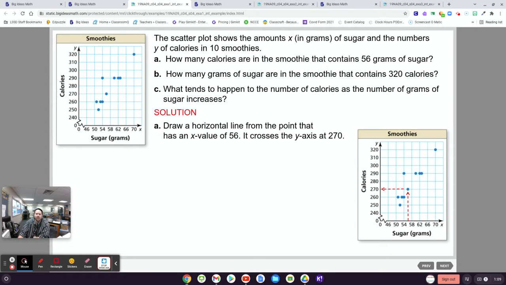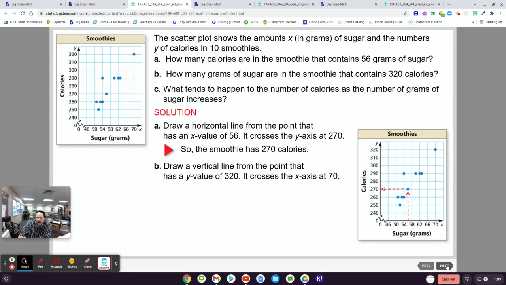Okay, question B, how many grams of sugar in the smoothie that contains 320 calories? Okay, so for that one, you start by looking at the 320 on the y-axis and go over to that dot right there, and it's that one. It's got 70 grams of sugar.